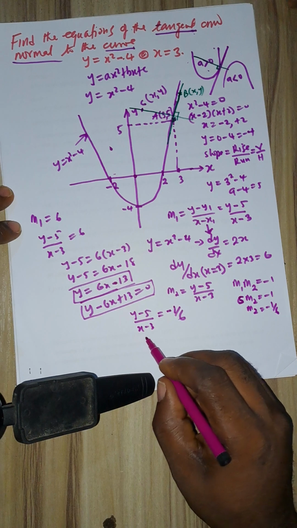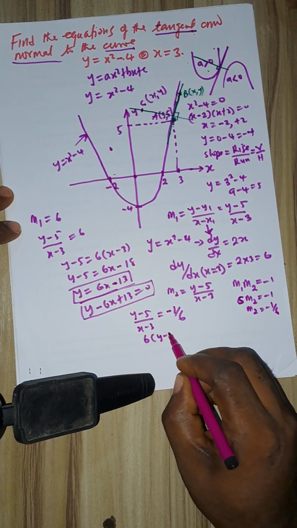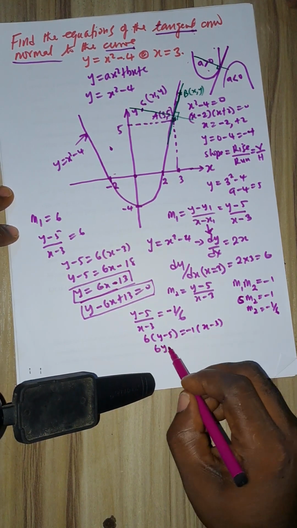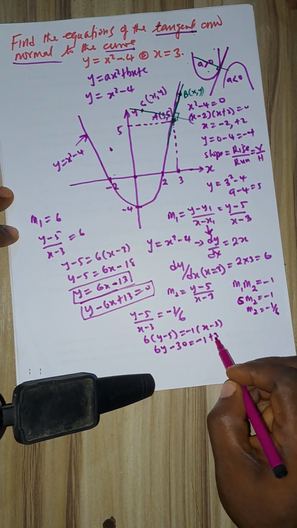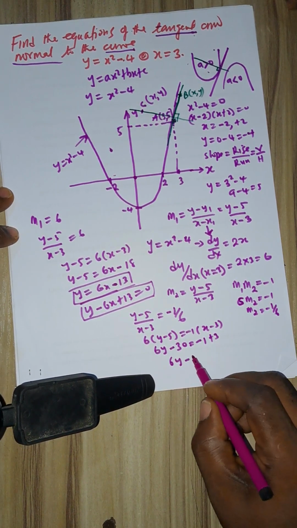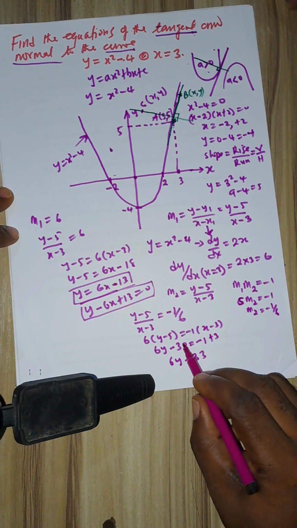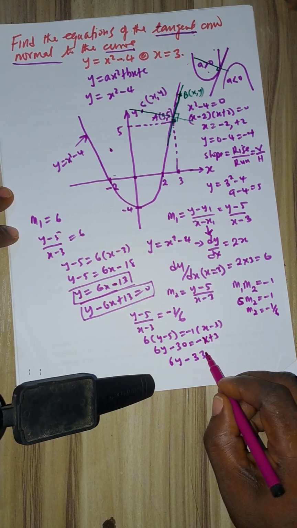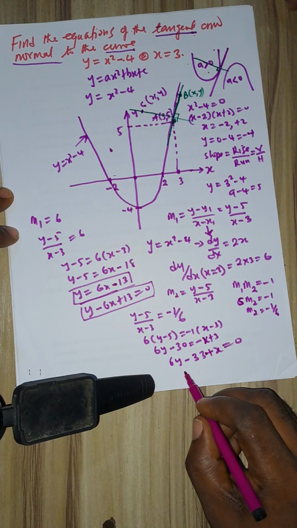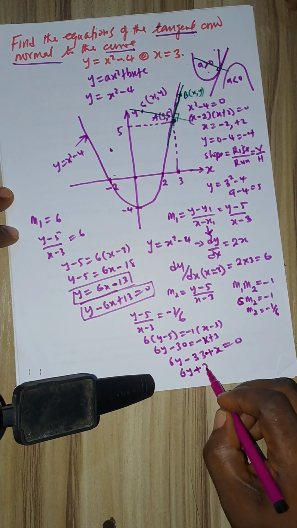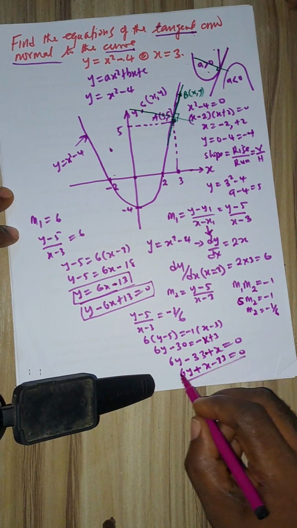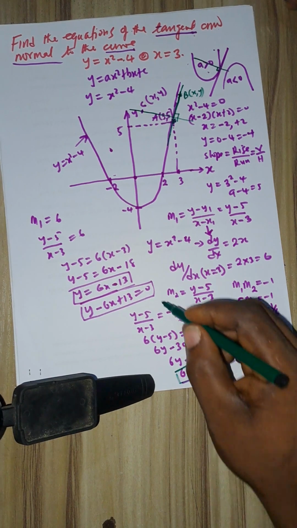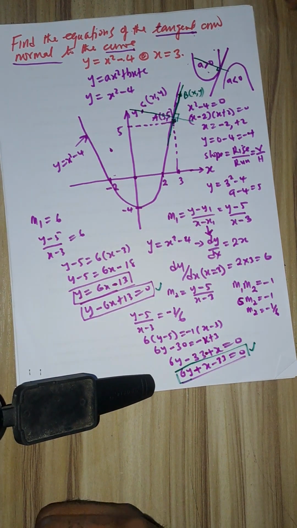So multiplying, I have 6 times y minus 5 equals -1 times x minus 3. I can have 6y minus 30 equals -x plus 3. So I'm having 6y minus 33, because the 3 crosses over and becomes negative, plus x equals 0. So I have 6y plus x minus 33 equals 0. This is the second equation, the equation of the line normal to the tangent. Thank you very much.